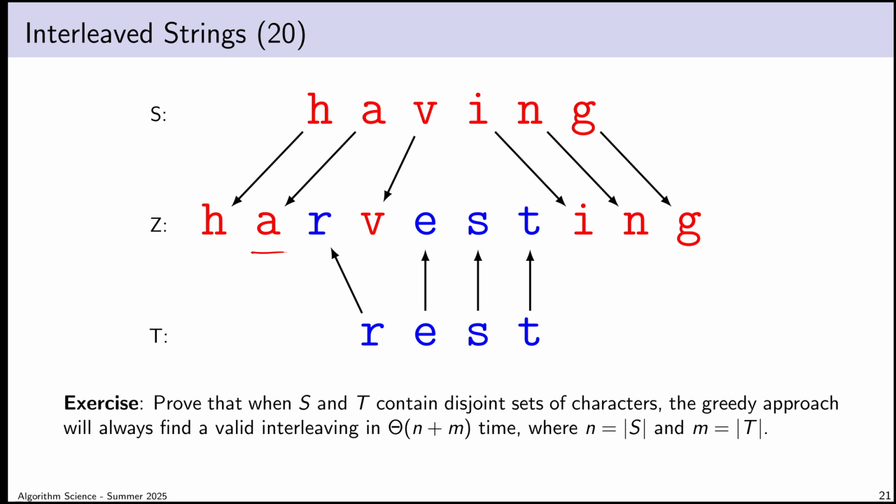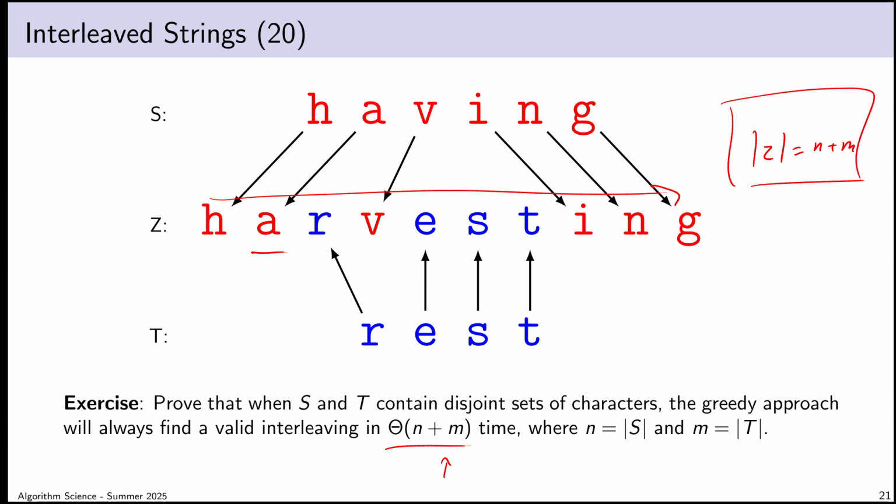And even better, it does this just by going from left to right, and therefore it does it in linear time. So n plus m, the sum of the lengths of S and T. Actually, the length of Z is equal to n plus m, in the event that it can be interleaved. So obviously, if we discover that the length of Z is not n plus m, then the answer is no, we can't interleave them.